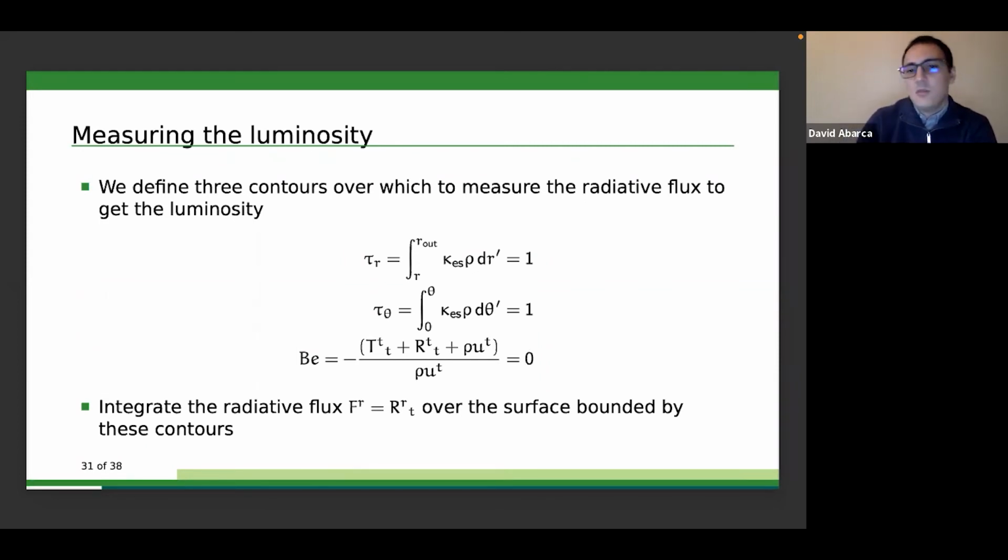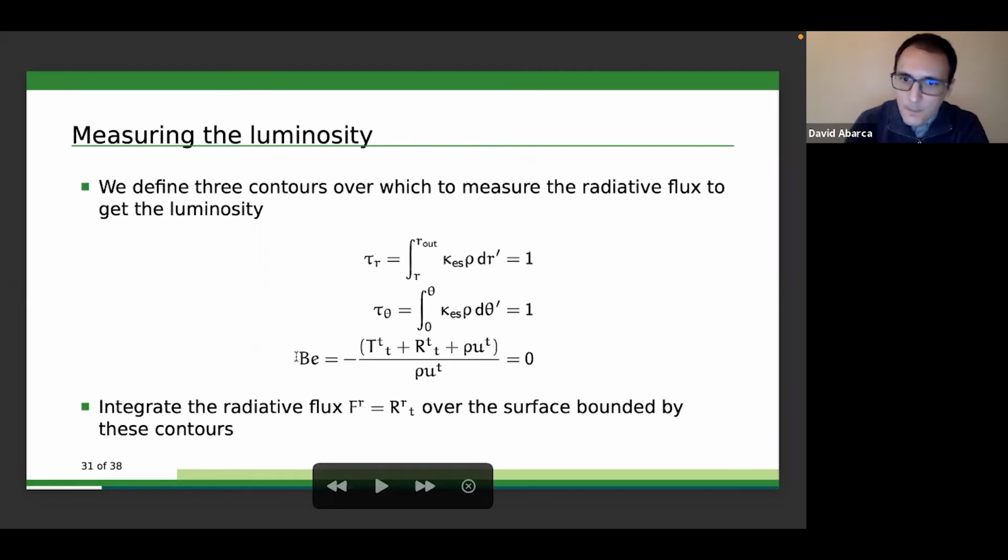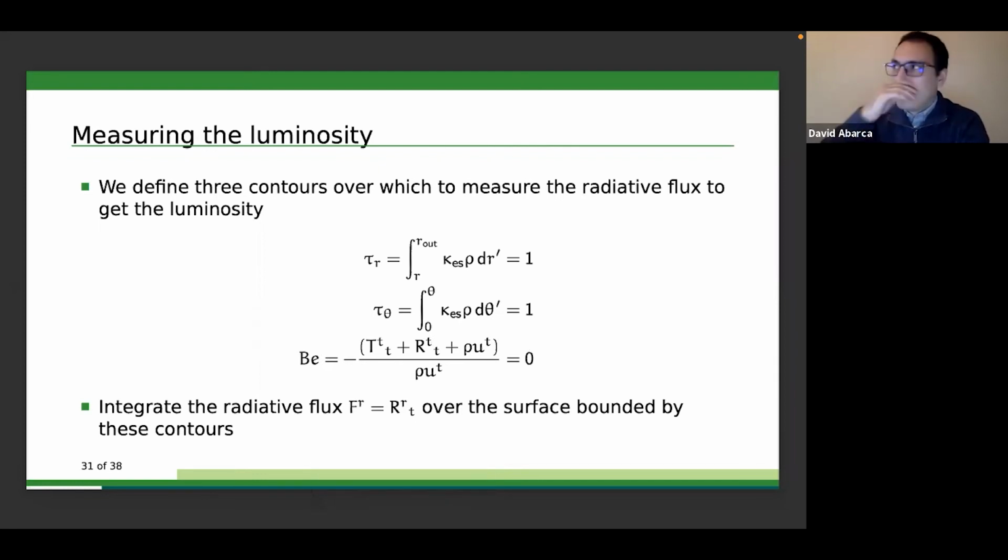So you would imagine that all of the gas which is energetically unbound maybe will release some radiation, and then all of that radiation reaches the observer.